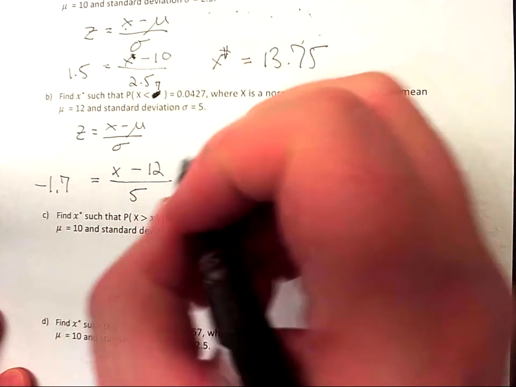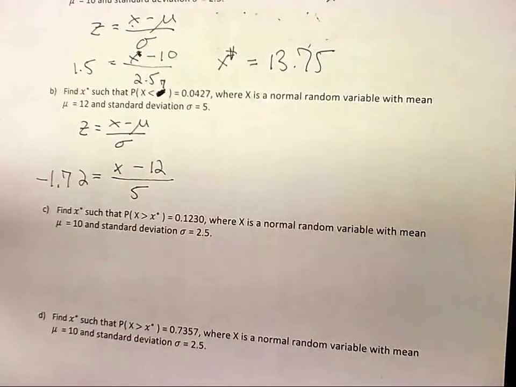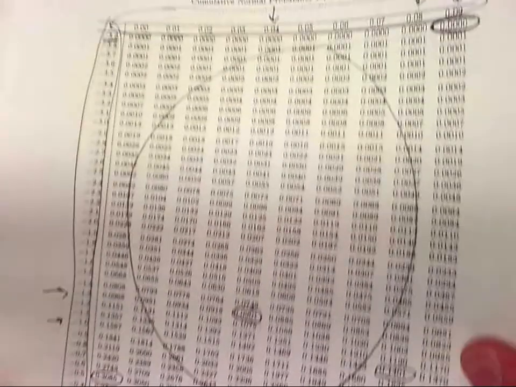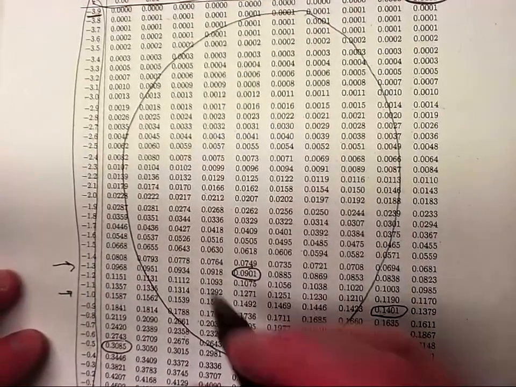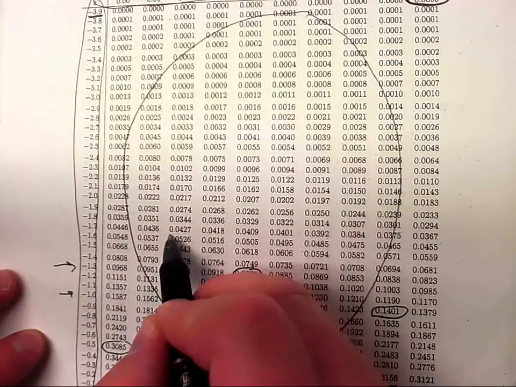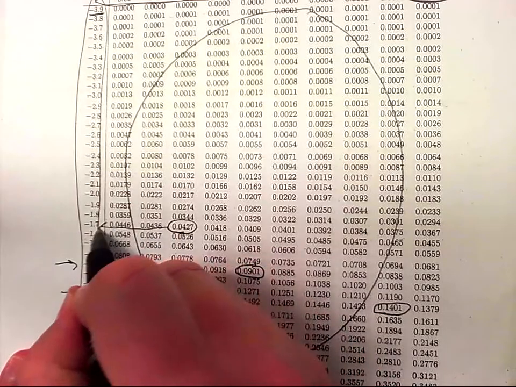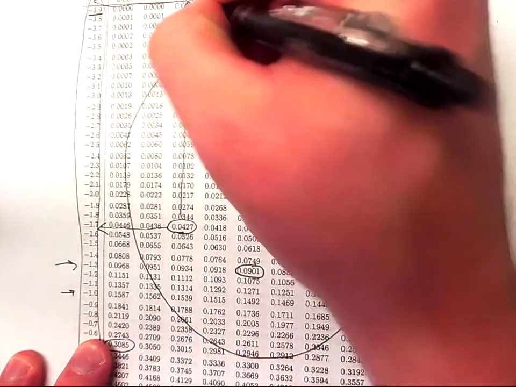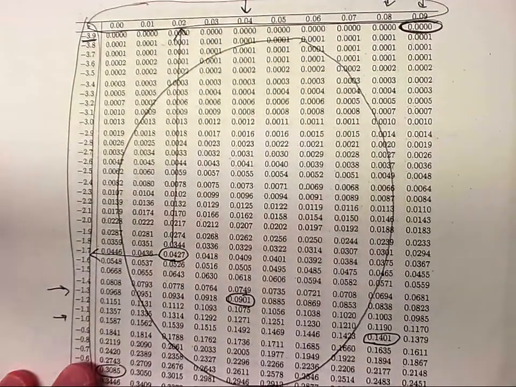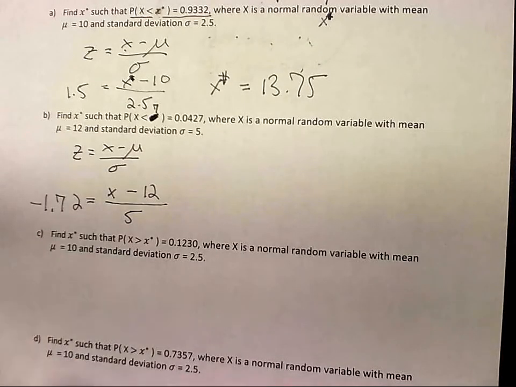Negative 1.72. You're saying it's negative 1.72. Yep, exactly right. Negative 1.72 gives us 0.0427. And then if we follow this out, that gives us our z value that we're looking for. All right, so we have negative 1.72 for a z value, and we can plug that in right here.